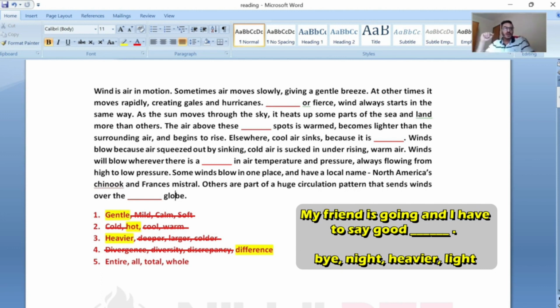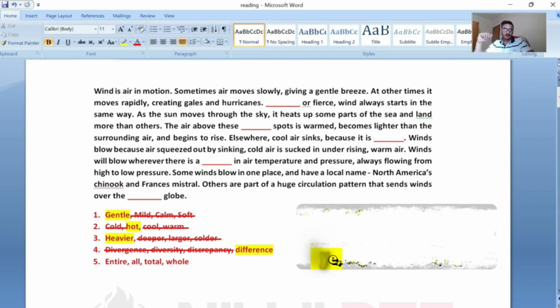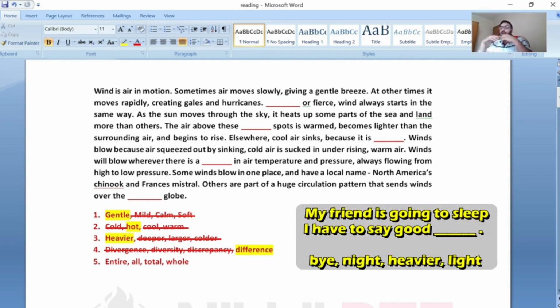So which one is good? Both goodbye and good night, both are correct. But what is the situation? My friend is going and I have to say good night. No, but the possibility for goodbye is higher than the possibility for good night. If I am saying my friend is going to sleep, I have to say goodbye.